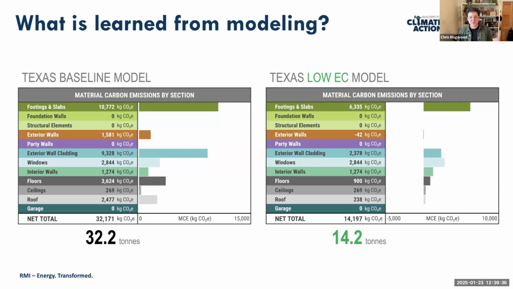And so this is the kind of stuff that you can get out of either doing a whole building model like this or just analyzing a particular assembly, or really just, once you're familiar with looking through a tool like Beam, like what the high and low emitting materials are. You don't even really have to model anymore.